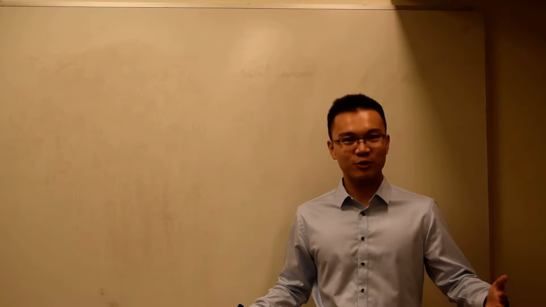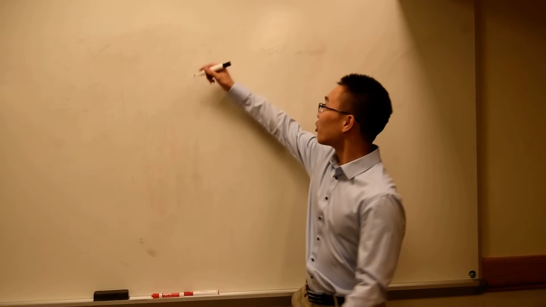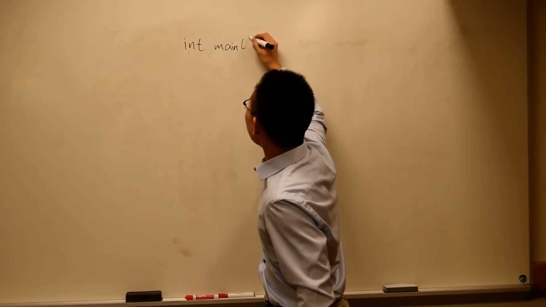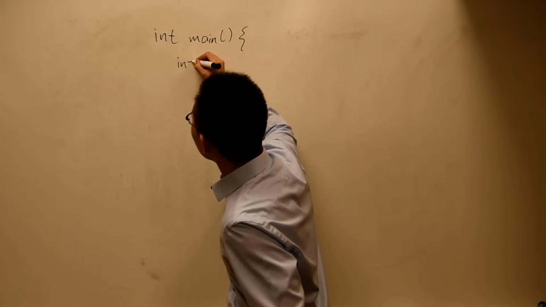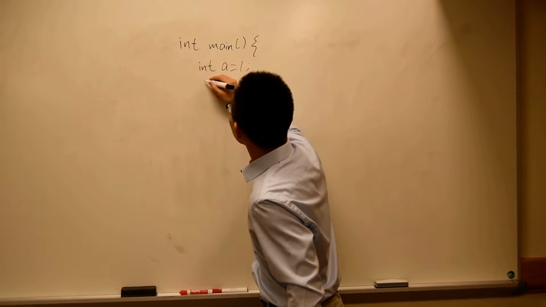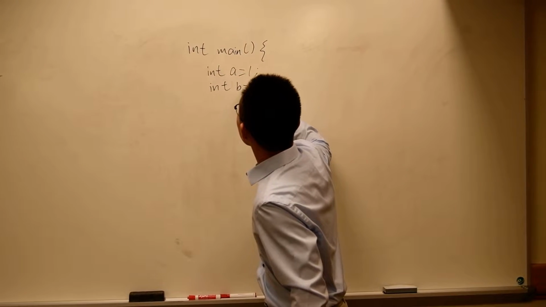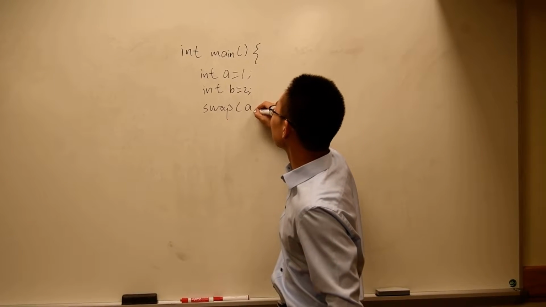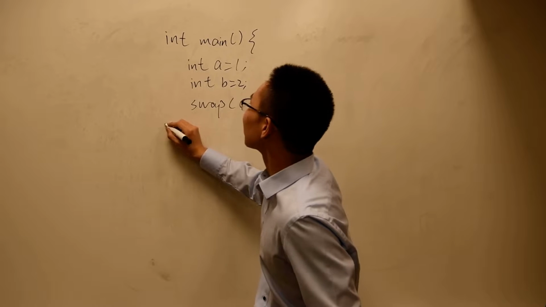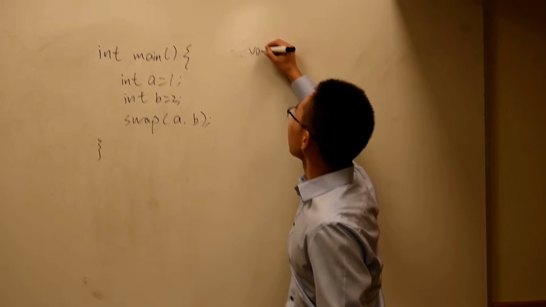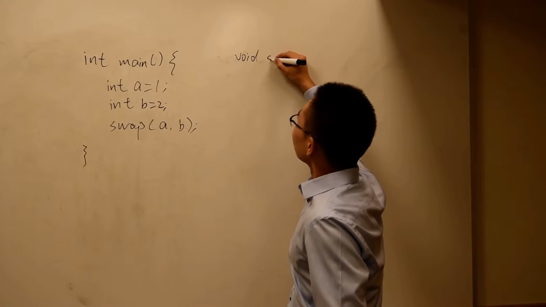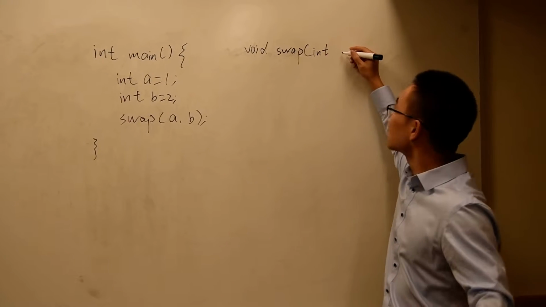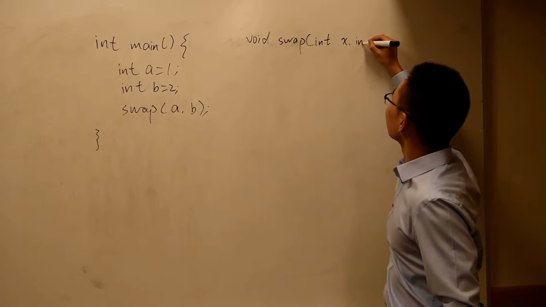Today I'm going to talk to you about pass by reference and pointers. Let's look at a simple program that will swap the value of two integers a and b. So let's implement our swap function that takes in the value of a and b as its parameters. Return type is void, name is swap, and it takes in two ints. So let's create two ints.